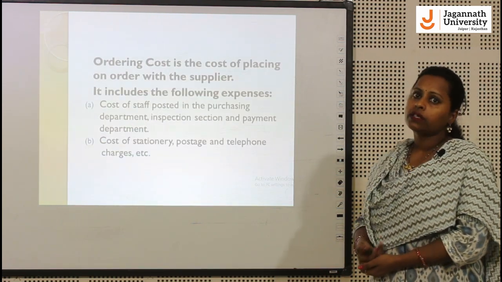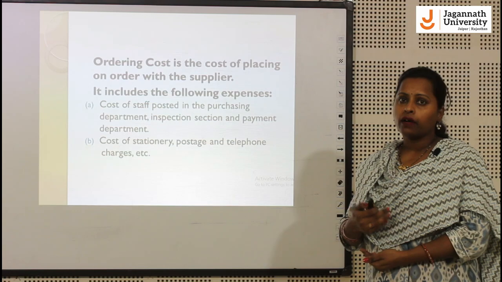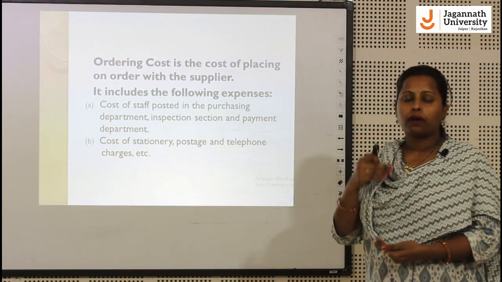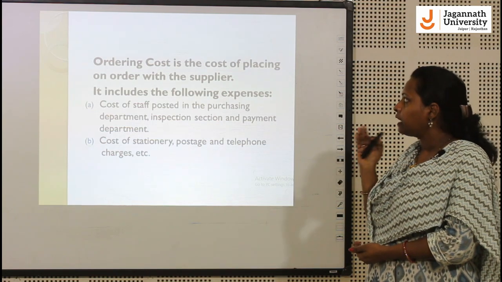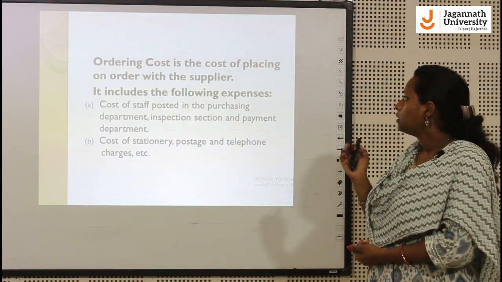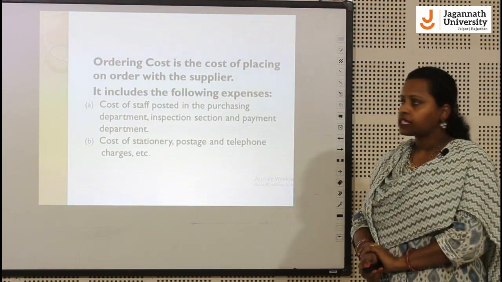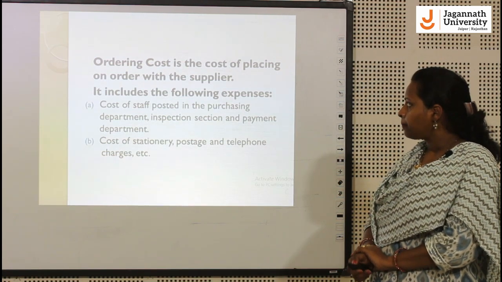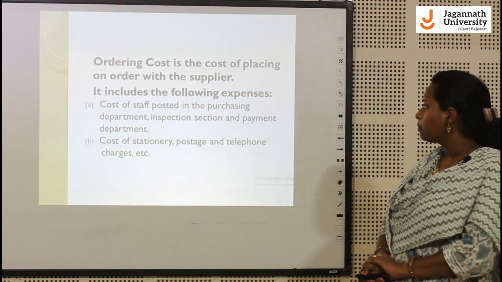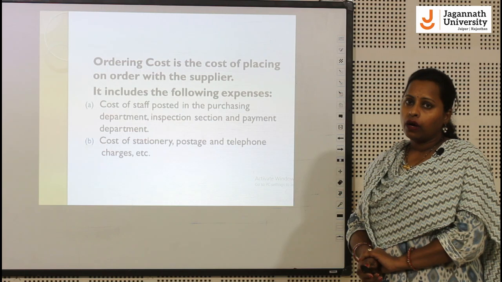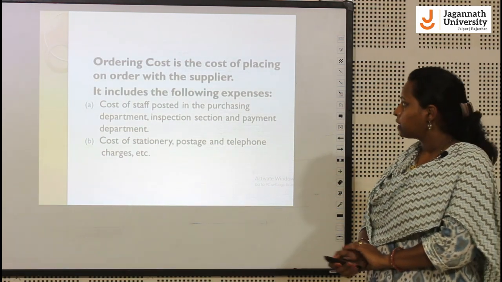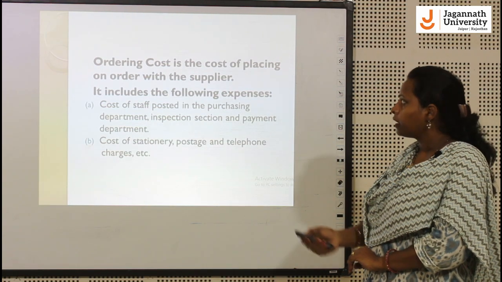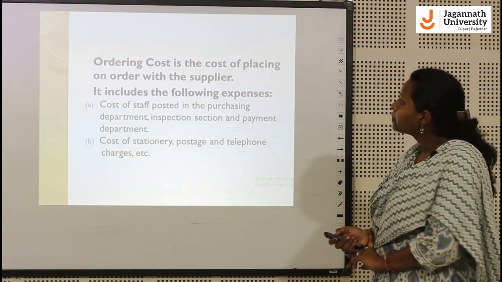Now what is ordering cost? Ordering cost means when we are placing the order. Ordering cost is the cost of placing an order with the supplier. It includes the following expenses: cost of staff posted in the purchasing department, inspection section and payment department, and the cost of stationery, postage and telephone charges are included in the expenses of ordering cost.